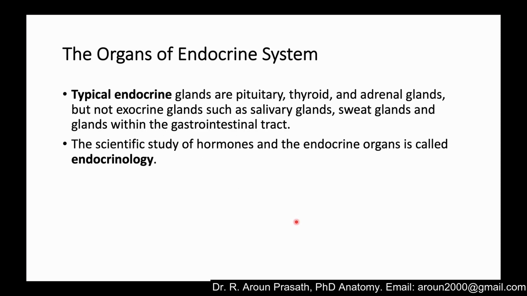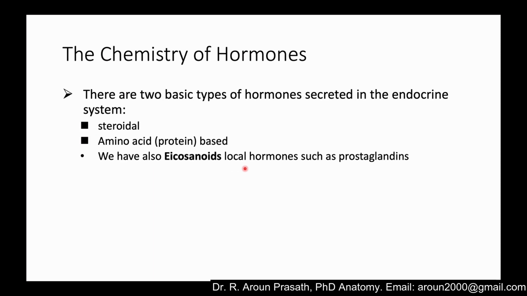Coming to the organs of the endocrine system, typical endocrine glands are the pituitary, thyroid, and adrenal glands, but exocrine glands are the salivary glands, sweat glands, and liver. The study of the endocrine system is called endocrinology. There is a specialty of endocrinology in medical education, where they maintain the normal hormonal level in the body.